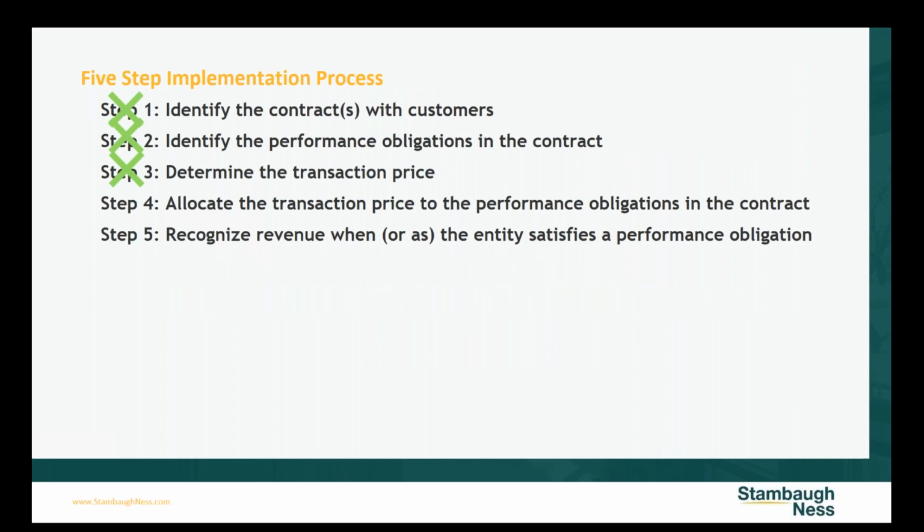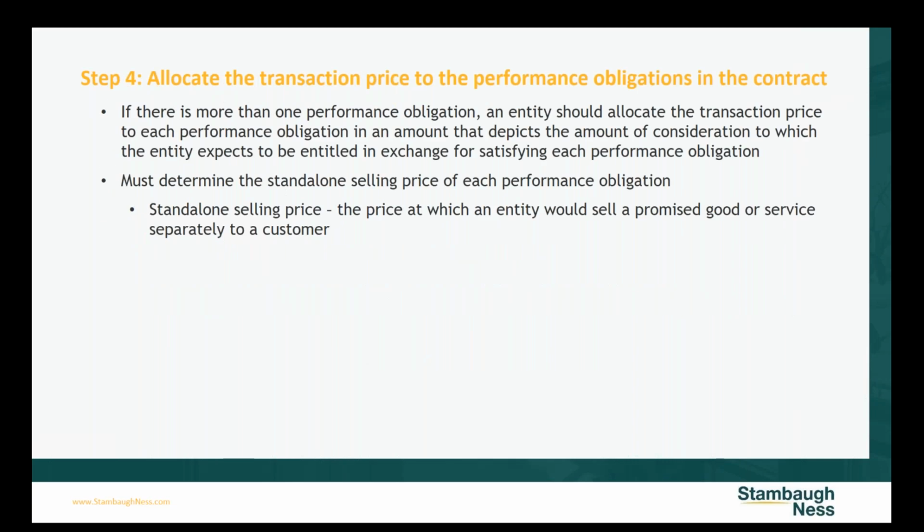How do we now allocate that transaction price across the performance obligations in the contract? If there's more than one performance obligation, which we have in our case, we allocate the transaction price amongst each performance obligation, with consideration as far as how the entity expects to be entitled for payment of those benefits, or how those benefits are going to be satisfied. And so a standalone price for each performance obligation should be determined. A standalone price is the price at which an entity would sell a promised good or service separately to a customer.